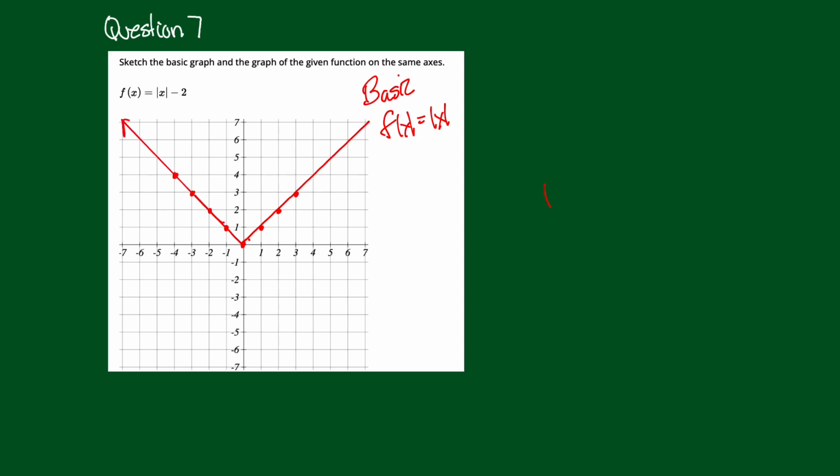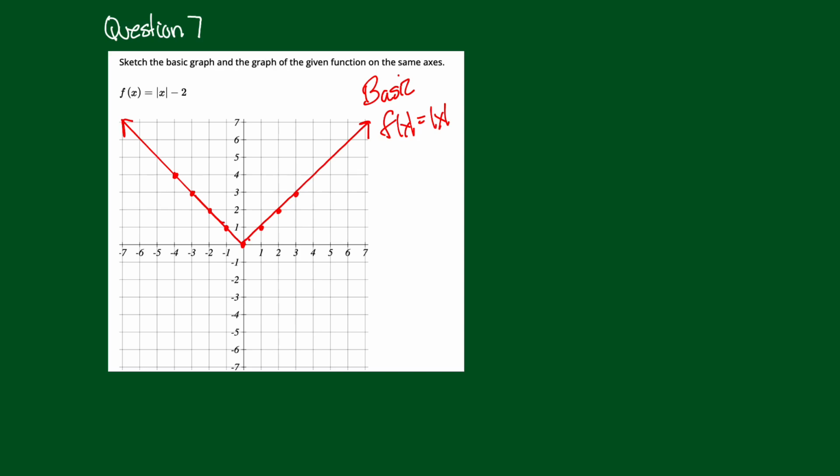All right, so there is the basic function. Now the function we're looking for is this function, the same function translated down. See it up here? That minus is outside, so it's going to be a vertical translation down 2 units. So we're going to go down 2 units.